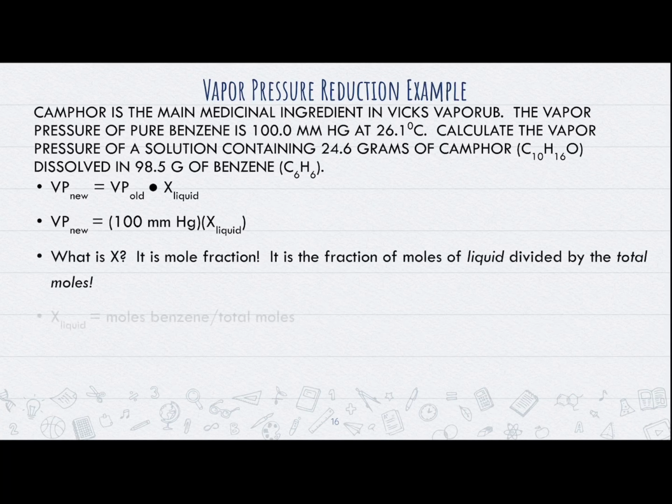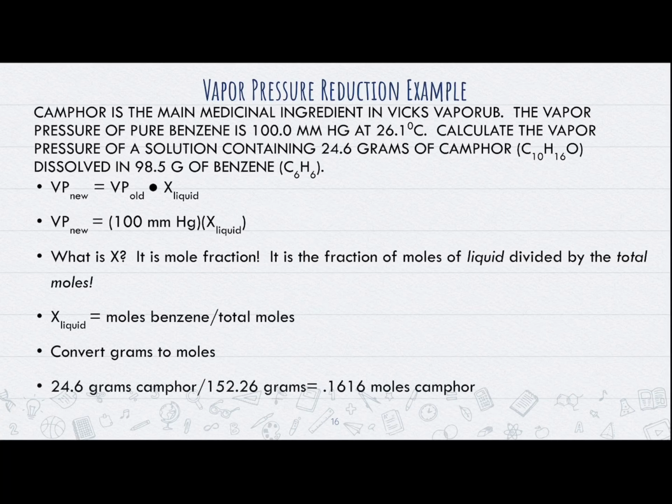X is your mole fraction. So it's going to be my moles of benzene over the total moles, so benzene plus camphor. First thing I want to do is convert grams of benzene into moles. Oh, they did camphor first, but I was saying benzene, so we'll come back to benzene. So same thing though, I'm converting grams of camphor into moles. 24.6 divided by its molar mass gives me 0.1616. So we'll come back to that number in just a second.